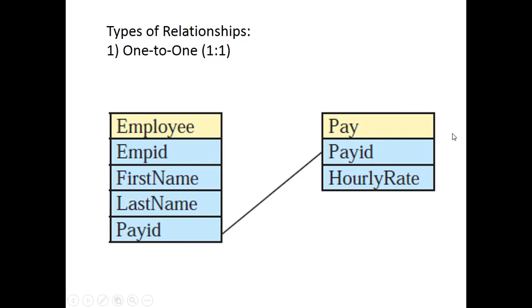Now here in these two tables, these two fields are common, pay ID and pay ID. Therefore, we have created the relation from this pay ID, the employee's pay ID, to the pay table's pay ID field. Such a type of relation is known as the one-to-one relation. Only one field from the first table is related with a single field in the other table.